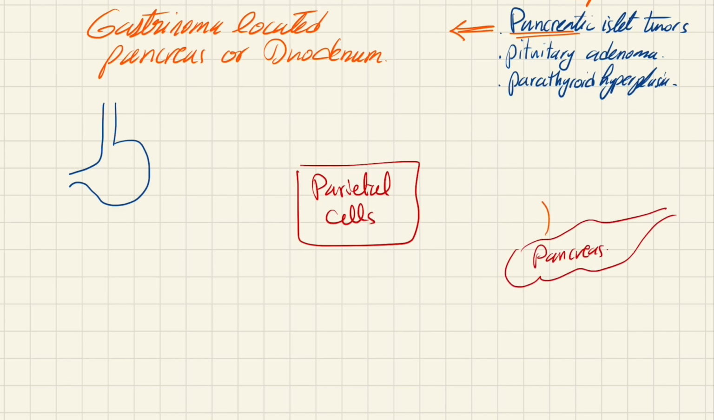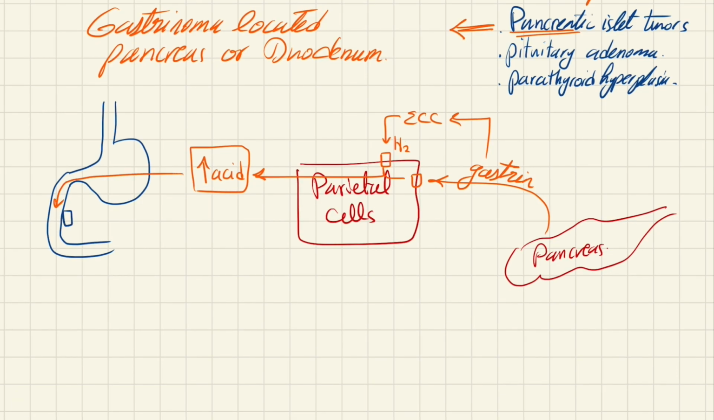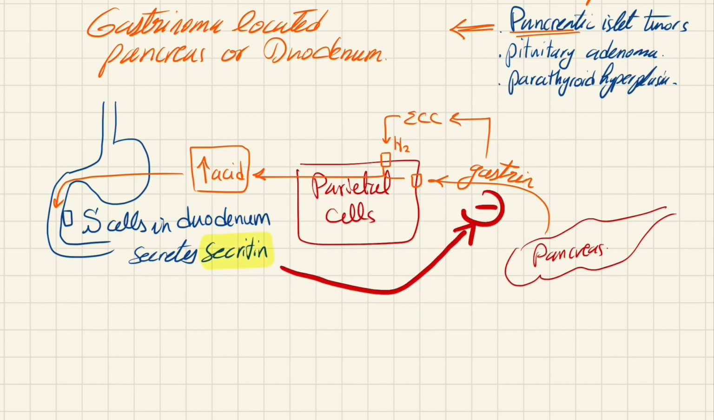So the pancreas will secrete the gastrin. The gastrin will stimulate the parietal cell, and through the enterochromaffin-like cells will release histamine H2, which stimulates the parietal cell to secrete acid. However, there are certain cells in the duodenum called S cells, which secrete secretin. Secretin is a hormone that will shut down gastrin. So whenever we have gastrin, it will release acids, and the acid will stimulate the S cells to secrete secretin, which will inhibit gastrin. This is important to know because we will use it as a test later on to confirm the presence of gastrinomas.